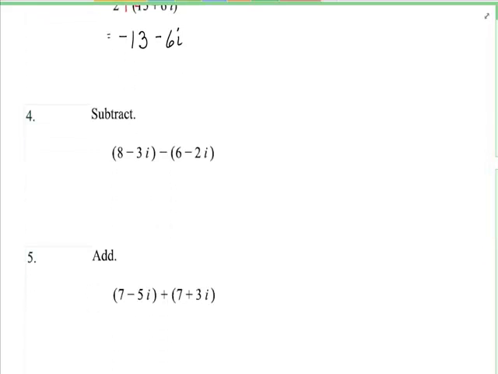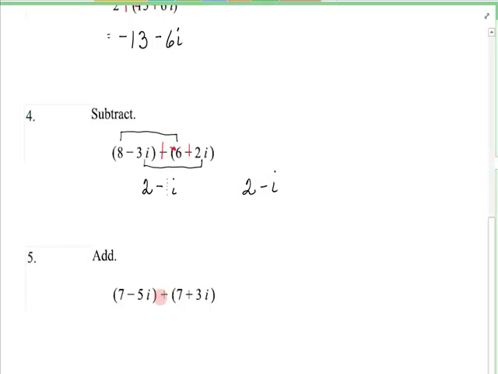Let's try number 4. It is also subtraction. Keep the first one, change to addition, change the sign, change the sign. The real parts, positive 8 and negative 6 gives me 2, negative 3i, and positive 2i is negative, implied 1i. And we would not write the 1. We would simply write 2 minus i.